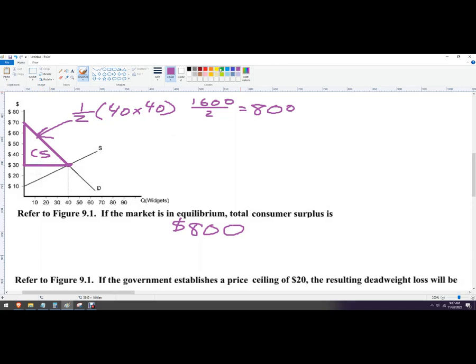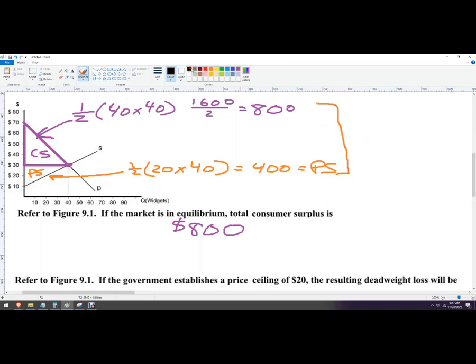Now, just in case the problem were to ask you what the producer surplus was, it would be the area of this, which is 1/2. And it's the difference between 10 and 30, so this would be 20, times 0 to 40, so that would be 40. So that's 800, and then half of 800 would be 400. That's our producer surplus.